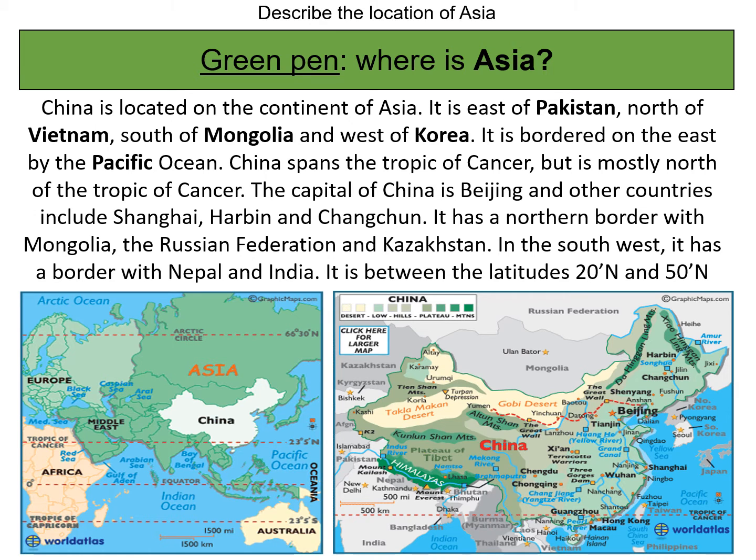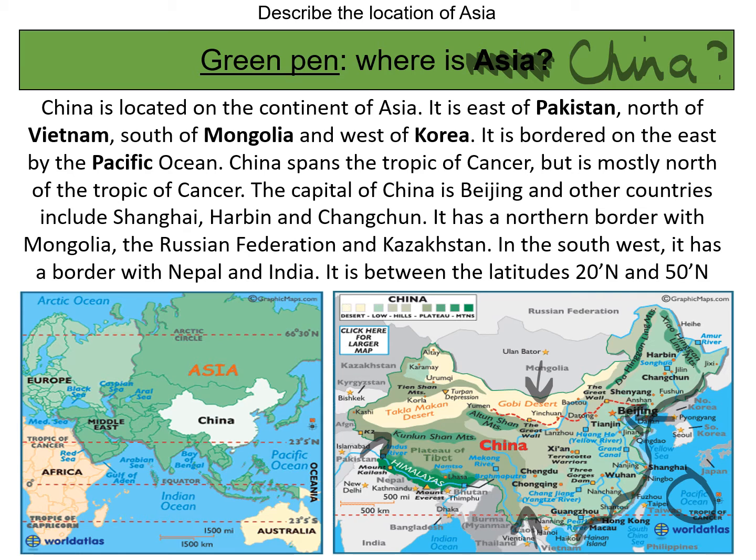Let's green pen our work then. So we can see here there's an actual mistake. That is meant to say, where is China? Okay, so let's then have a look at what it says. China is located on the continent of Asia. It is east of Pakistan. So we've got Pakistan here. It is north of Vietnam, which is here. It's south of Mongolia, which is here, and west of Korea, which is here. It is also bordered on the east. So the east is here, the Pacific Ocean, which says there.